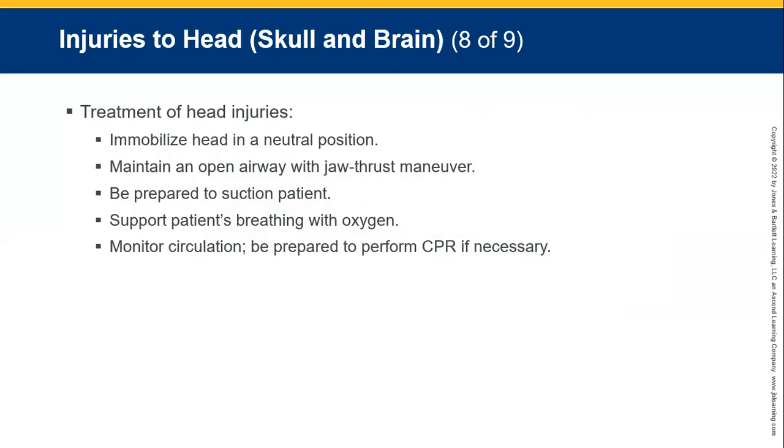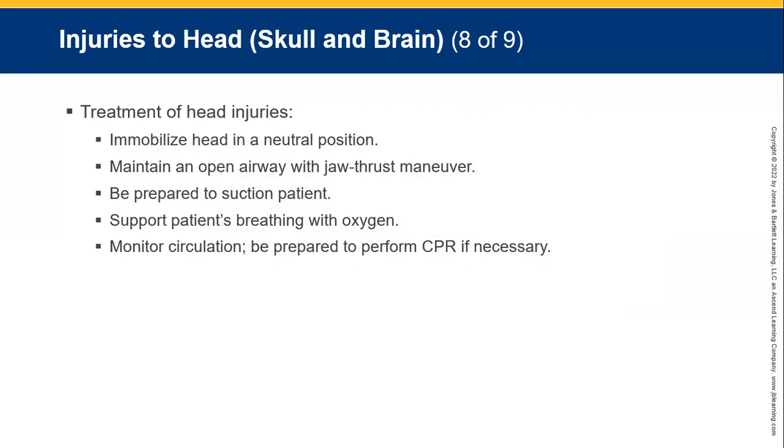Remember that if we have a suspected spinal injury, we're not going to use a head tilt chin lift. We're going to try and do something like a jaw thrust maneuver. If the patient is unconscious, use some sort of airway adjunct. Always be prepared to suction a patient.